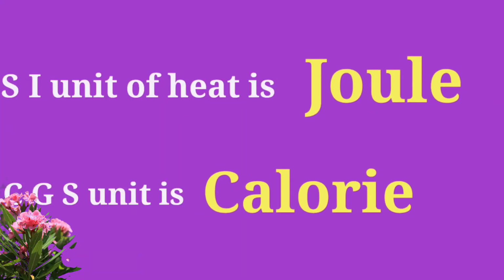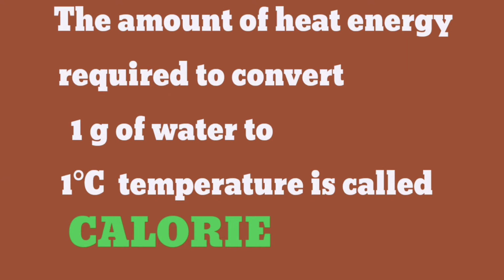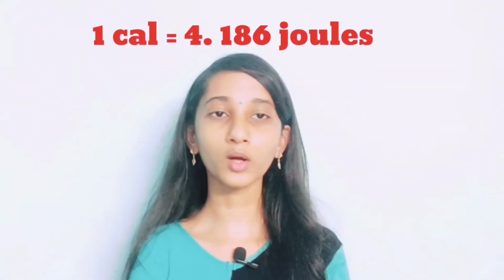When coming to the point of heat, the SI unit of heat is joule and the CGS unit of heat is calorie. Can you define calorie? The amount of heat energy required to raise the temperature of 1 gram of water by 1 degree Celsius. This is called a calorie. Do you know what is the value of 1 calorie? The answer: 1 calorie is equal to 4.186 joules.